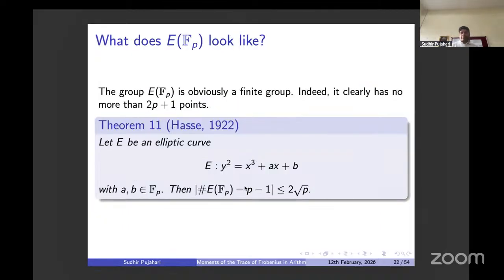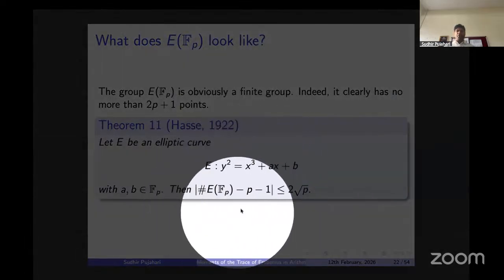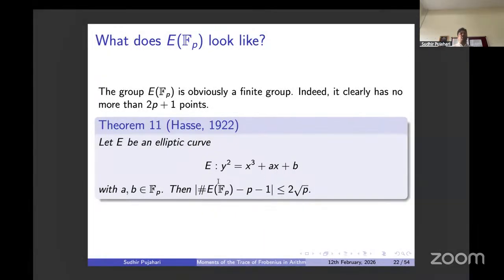That was precisely conjectured by Artin in his PhD thesis, and later proved by Hasse: if you take an elliptic curve over a finite field F_p, and look at the number of points on the curve whose coordinates are in the finite field, then the absolute value of that number minus p minus 1 is less than 2 square root of p. This was conjectured by Artin in his thesis and later proved by Hasse. This is what is known as the Hasse bound.